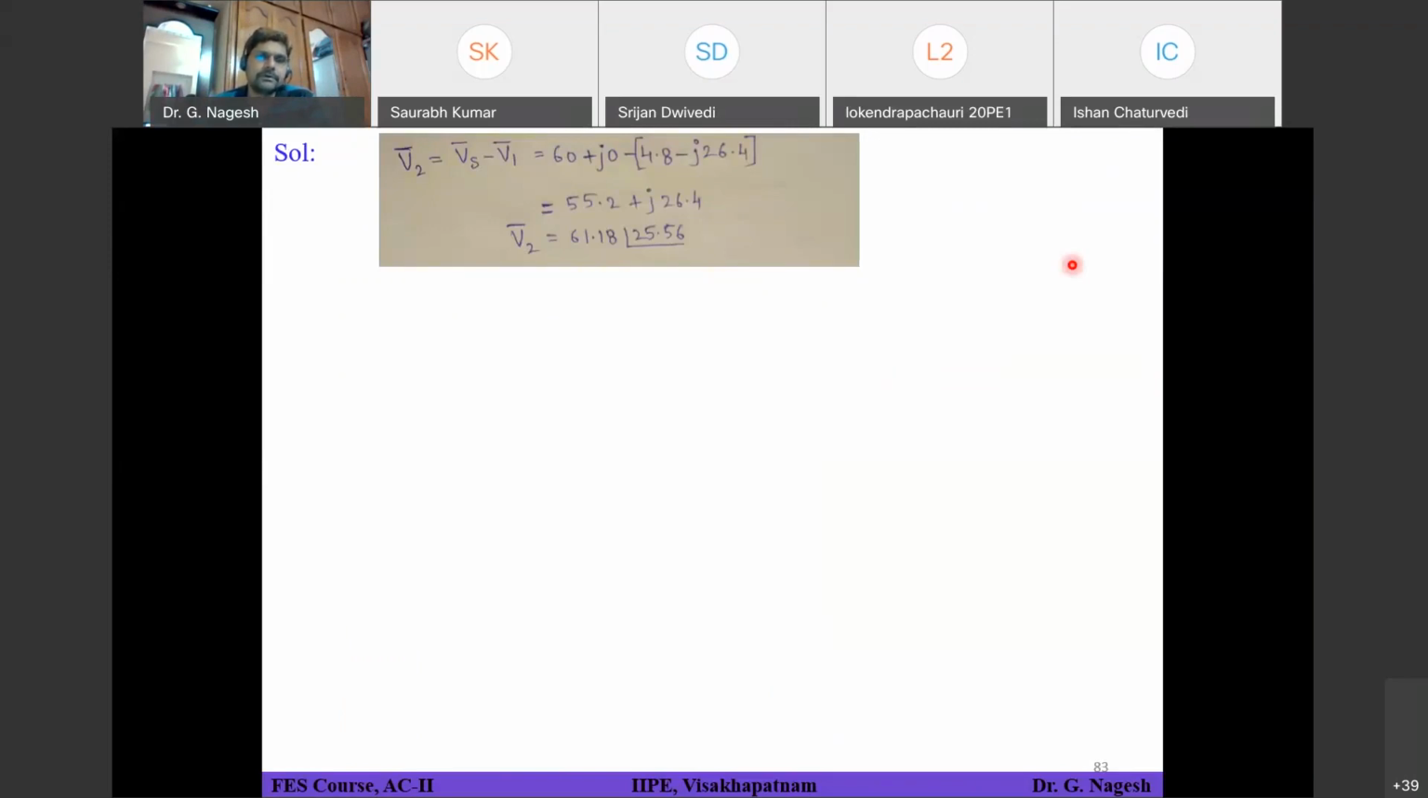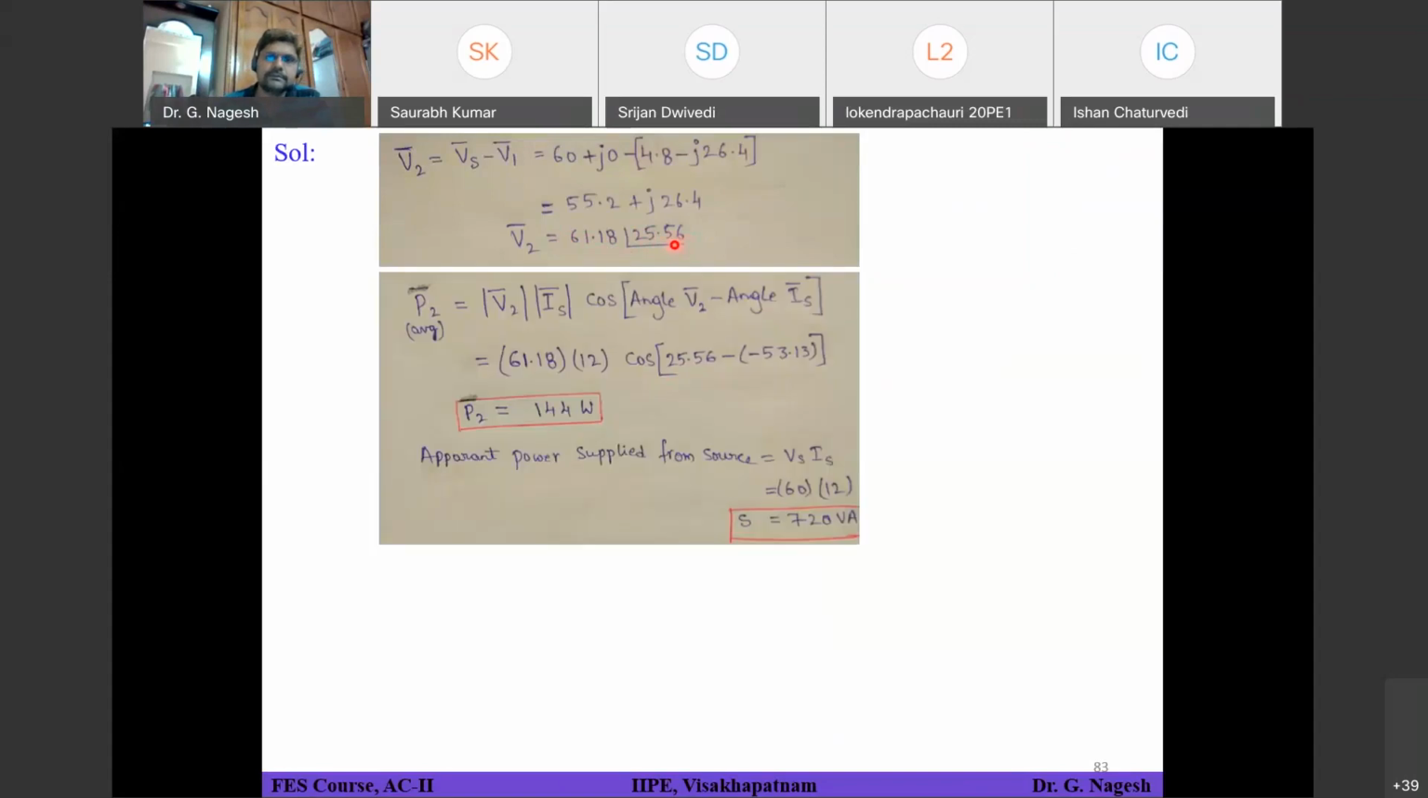144 watts. So how do you have to do it? Multiply 61.18 into the source current, which is 12, into cos of 25.56 minus the angle of your current. Okay, so you have to do it like this: 61.18 into 12 into cos of 25.56 minus your angle for current, which is minus 53.13. So you'll get 144 watts. Okay, so this is the average power consumed by the second load.